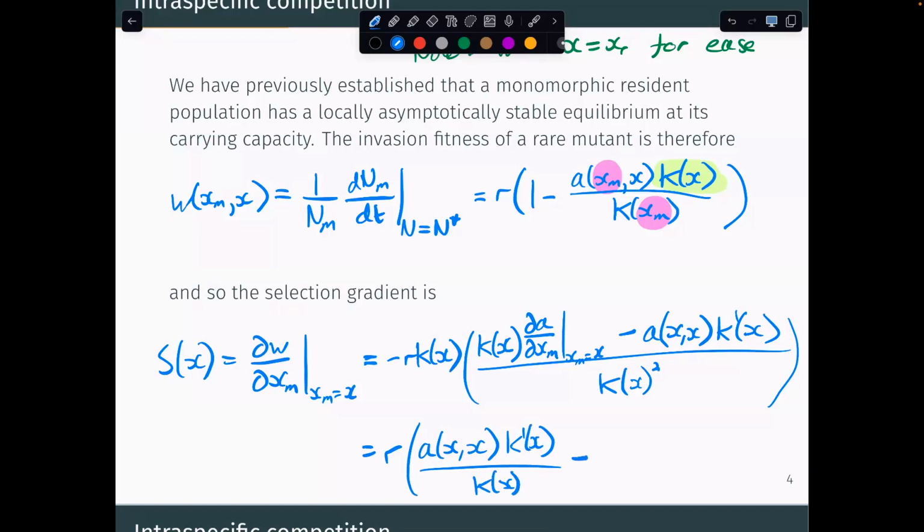And then here we had a k of x squared and a k of x squared, so they're going to cancel. So here we're just going to have the partial derivative of a with respect to xm, evaluated when xm is equal to x. So we've done this before for our selection gradient, but we did it with particular choices for our carrying capacity function k of x and our competition function a. Any questions so far?